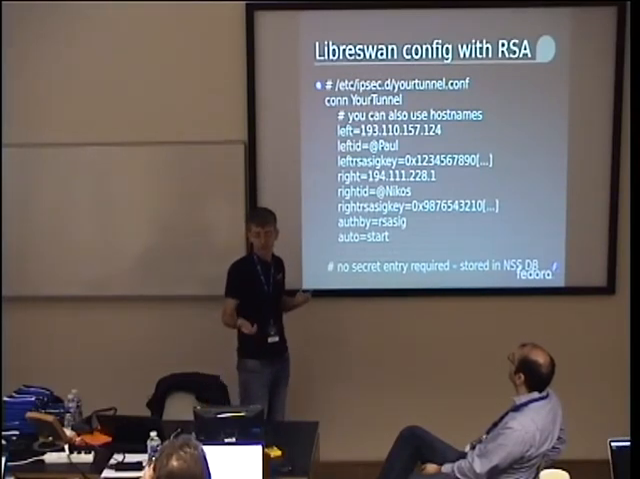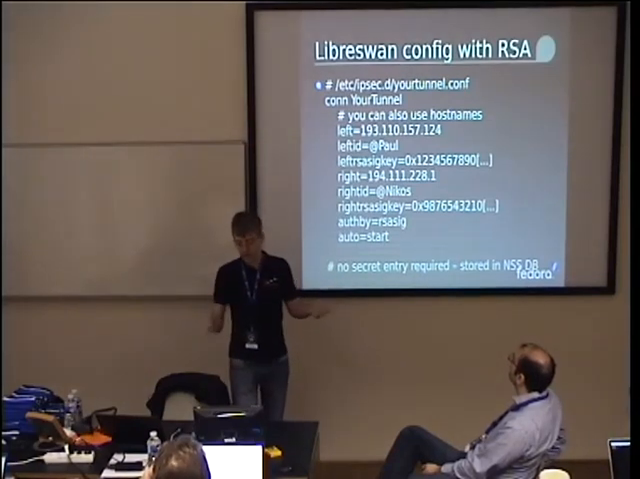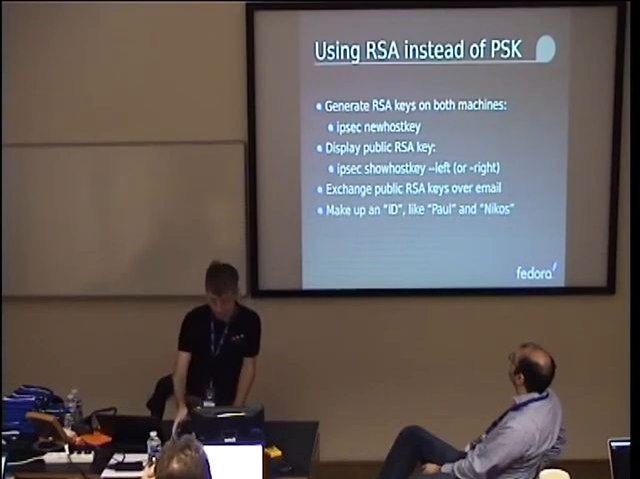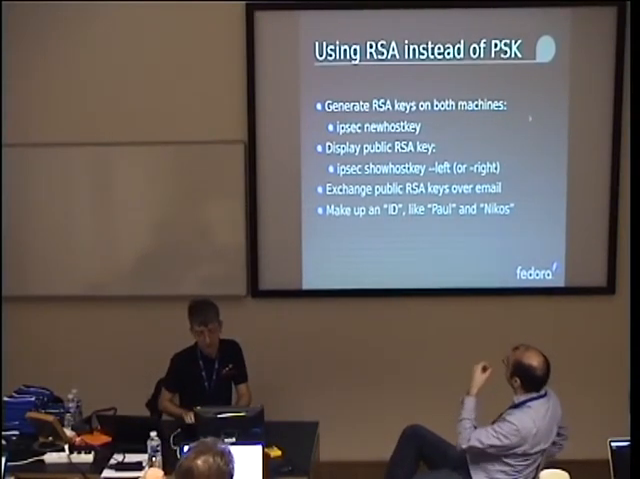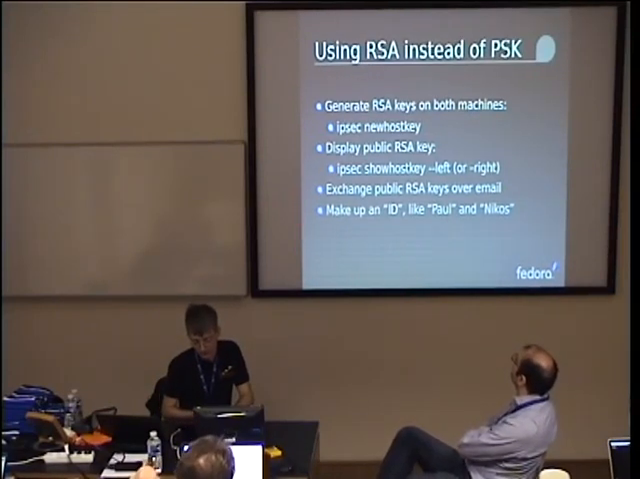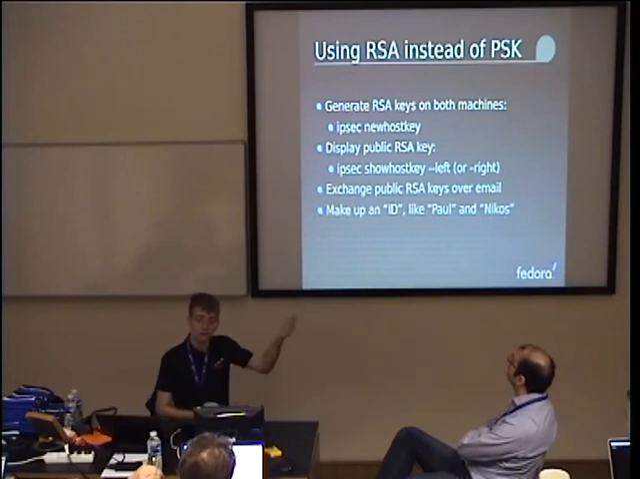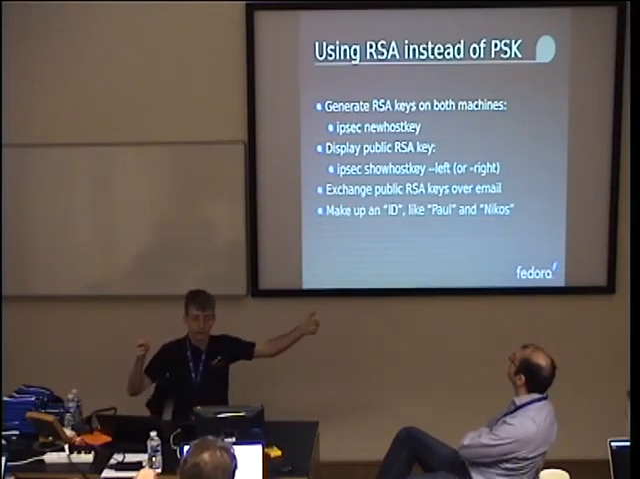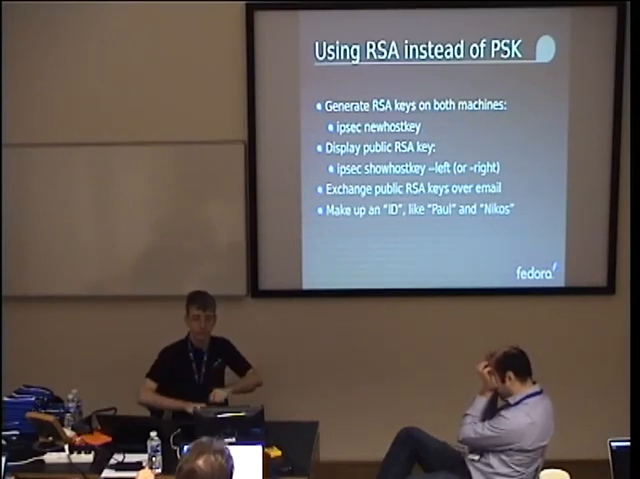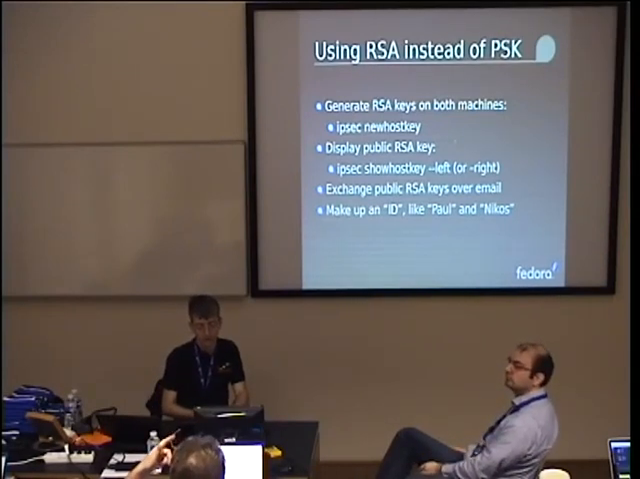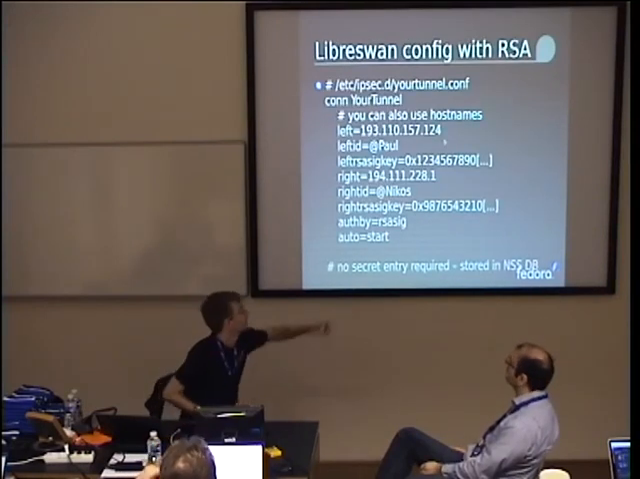So you exchange with the other end the public key, which you get when you do ipsec showhostkey. Do you need to create that on both sides? A new host key? Yeah, both parties generate an RSA key with newhostkey. Then you run showhostkey to just get the public key, and you exchange them. And then how do you apply them? Is there a command, like apply or use this key, or do you just put it into the configuration? You put it into the configuration. Okay.